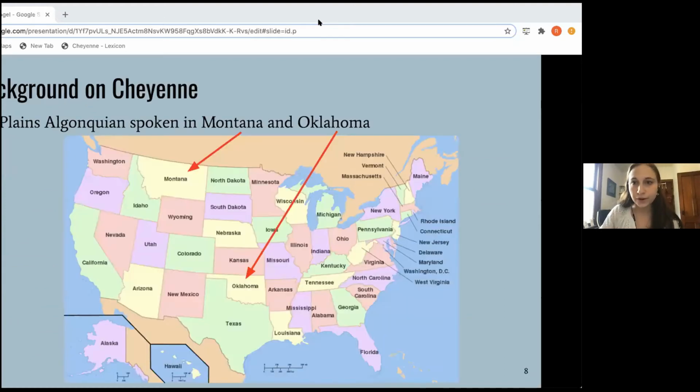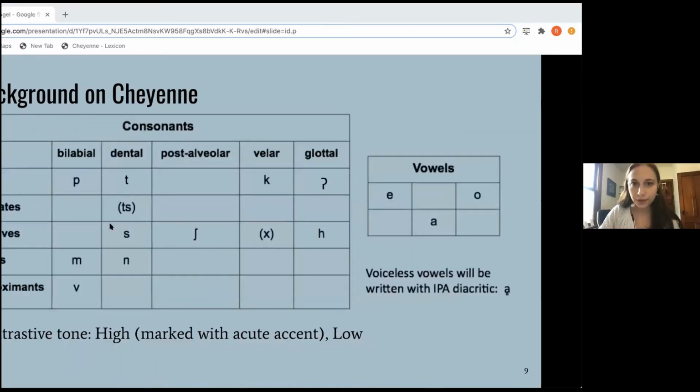So turning to some background on Cheyenne, this is a Plains Algonquian language spoken in Montana and Oklahoma, which are the two states on the map of the US indicated with the red arrows. Here's the phoneme inventory of the language. You can see that it's relatively small. There are only voiceless obstruents and voiced sonorants. And there's also a pretty small vowel inventory. All of the vowels are underlyingly voiced, and voiceless vowels appear on the surface due to various phonological rules or processes.